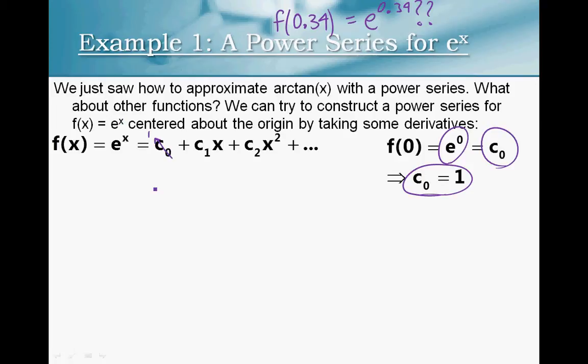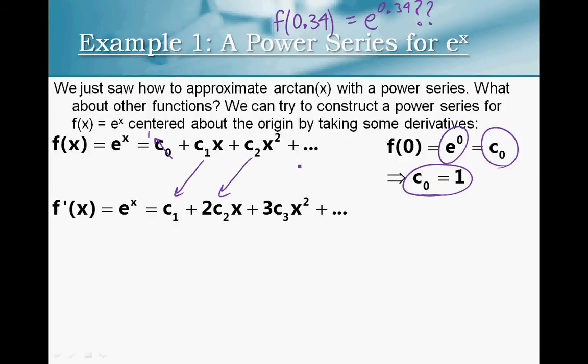Well, if I take the derivative of this series, I should be able to figure out what c1 is. Let me show you how that'll work. So f prime of x is still e to the x, the special thing here being that e to the x is its own derivative. So f prime of x is e to the x, and then if I do term by term differentiation from this power series, the derivative with respect to x of c1x is c1. The derivative of c2x squared with respect to x is 2c2x. The derivative with respect to x of c3x to the third is 3c3x squared, and so on and so forth.